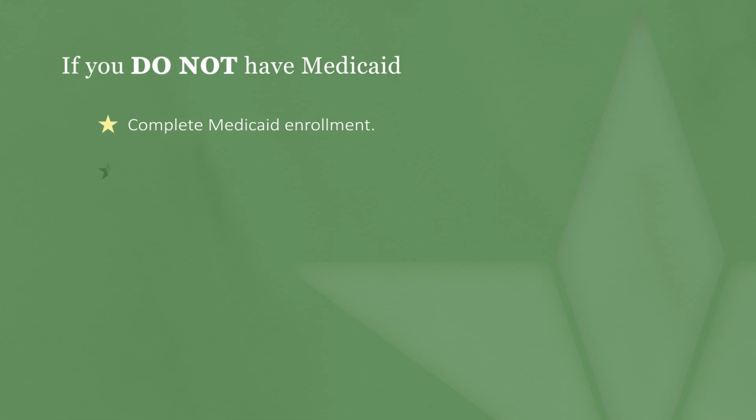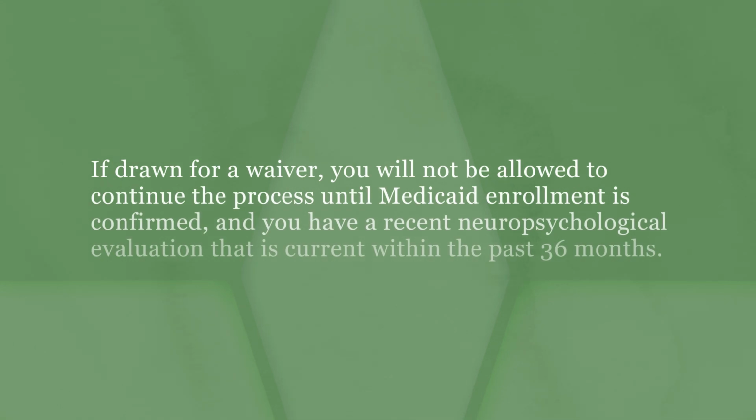If you do not have Medicaid enrollment or a neuropsychological evaluation, you must complete enrollment and at least have a neuropsychological evaluation scheduled. If drawn for a waiver, you will not be allowed to continue the process until Medicaid enrollment is confirmed and you have a recent neuropsychological evaluation that is current within the past 36 months.